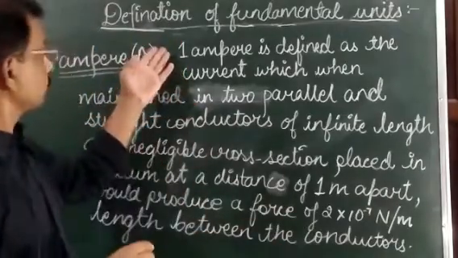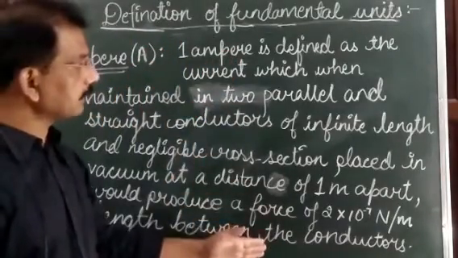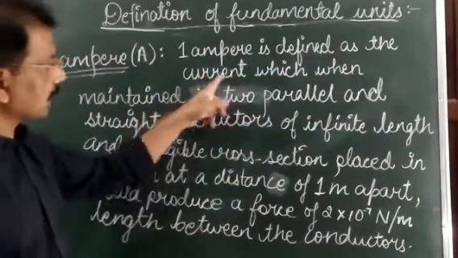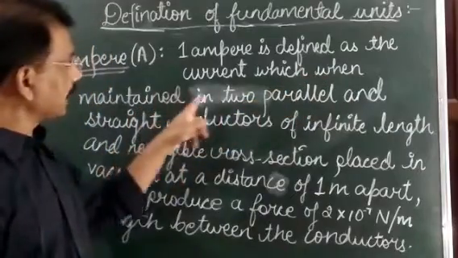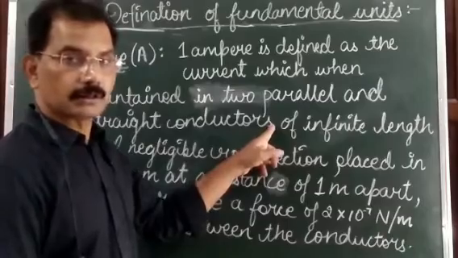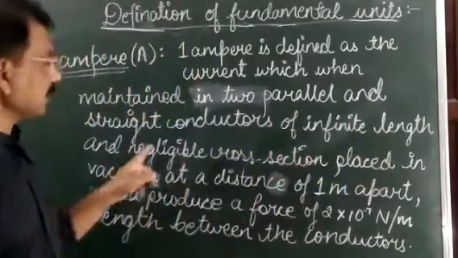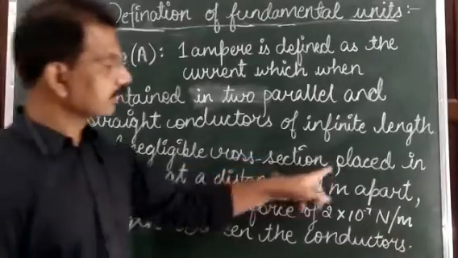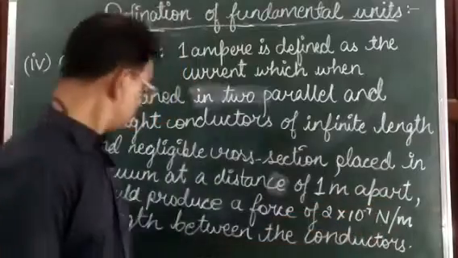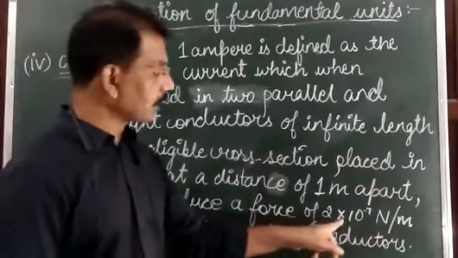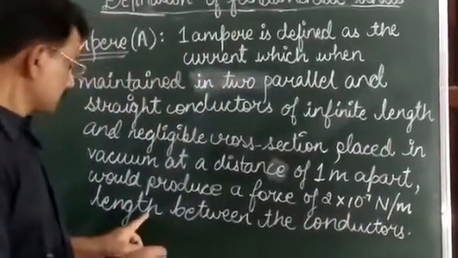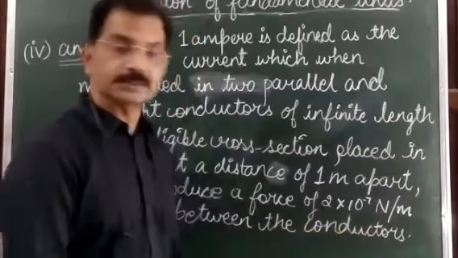And according to this one, how can we define the 1 ampere current? It is given: 1 ampere is defined as the current which, when maintained in two parallel and straight conductors of infinite length and negligible cross section placed in vacuum at a distance of 1 meter apart, would produce a force of 2 into 10 to the power minus 7 Newton per meter length between the conductors.